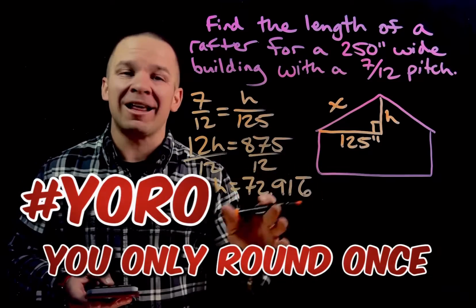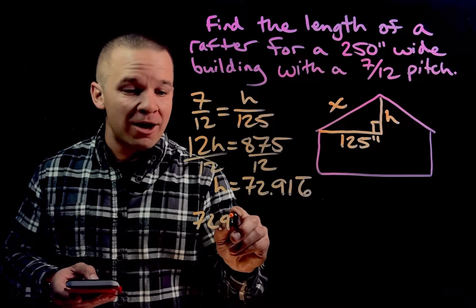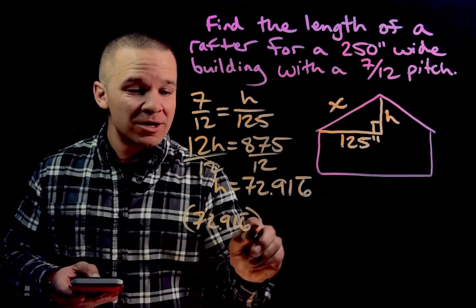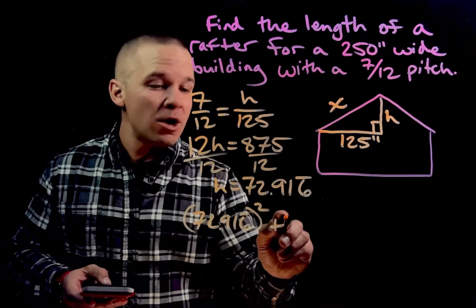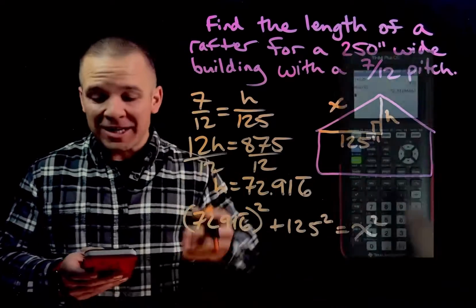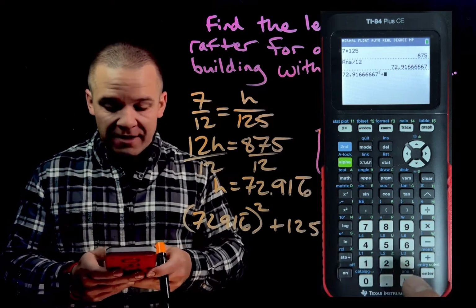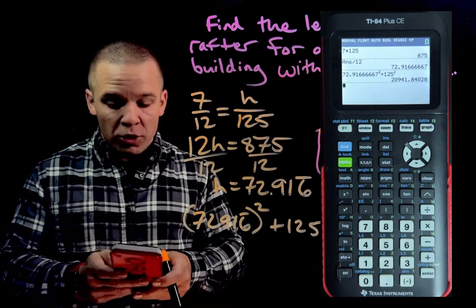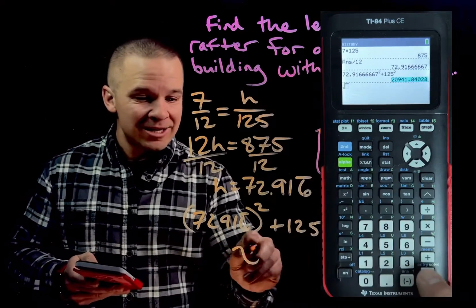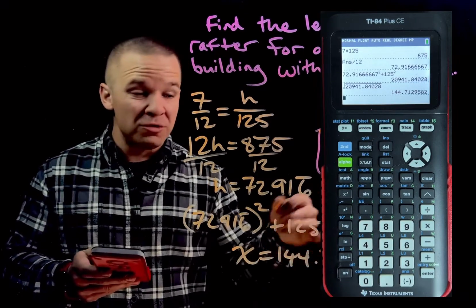I'm going to leave that number in my calculator. I'm going to do a little Pythag with it. So check this out. We got 72.916 repeating squared plus 125 squared equals x squared. So let's get that all on my calculator right now. I'm going to square that first one plus 125 squared. And now I'm going to square root it, and I'm going to get x equals 144.712, so on and so forth.